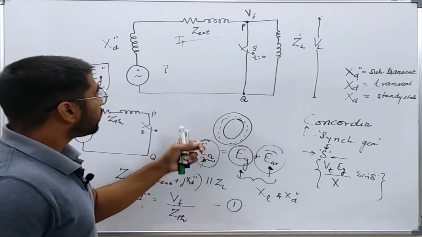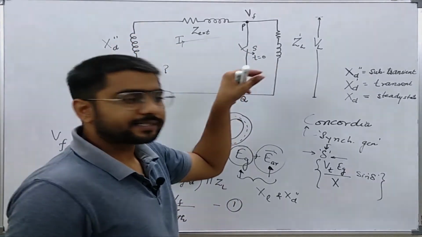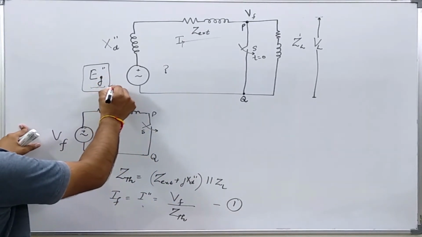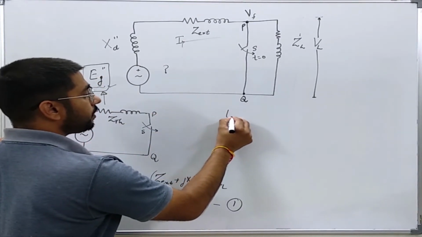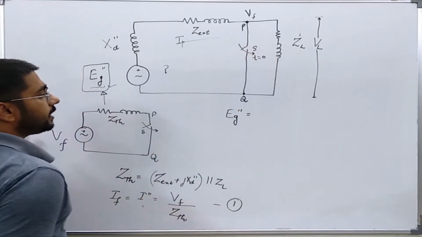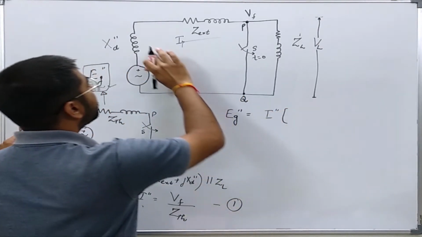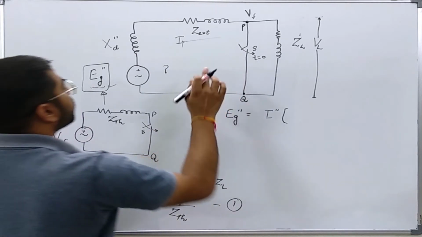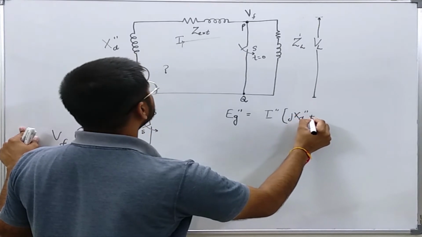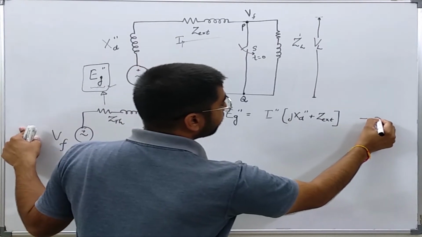Now I will write two more equations from the same network; we will do that in the next slide. Now let's see the second equation. I can write this voltage Eg double prime, when the switch S is closed, as nothing but the fault current into the impedance before the fault, which is jXd double prime plus Z external. Let us say this is equation number 2.